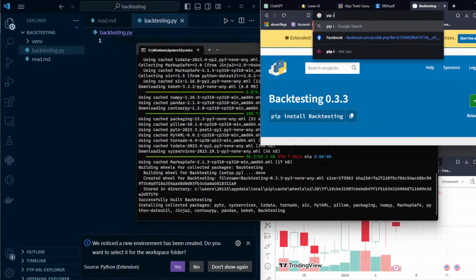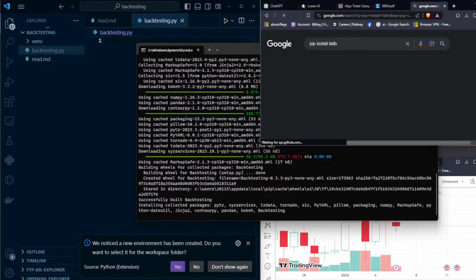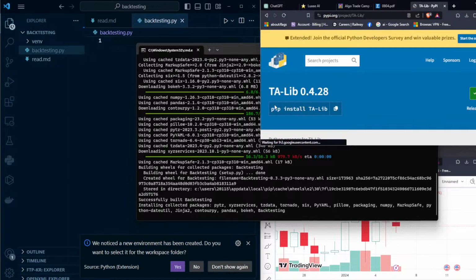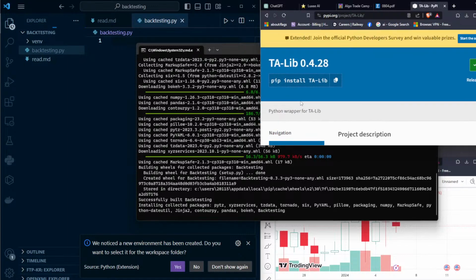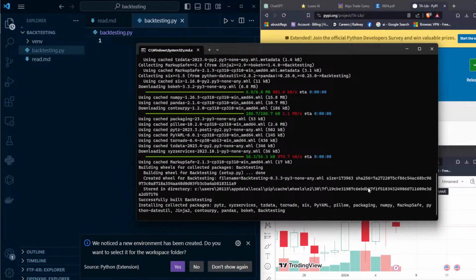Could also look for pip install talib. You're going to need TA-Lib a lot as well. This provides you with all the functions for indicators you would want to use to backtest your trading strategies. So for most of the backtesting of trading strategies, TA-Lib is going to be needed. Okay, this is still getting installed.